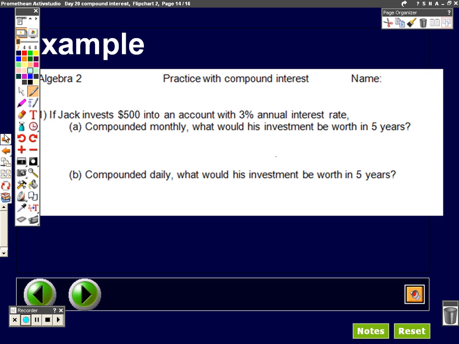All right, here's another couple practice problems you can try. Compounded daily, compounded monthly. Go ahead and try those. So go ahead, please try this one problem, both part A and part B, and bring that in, and we will go over that in class. Thank you. That is the end of day 21.